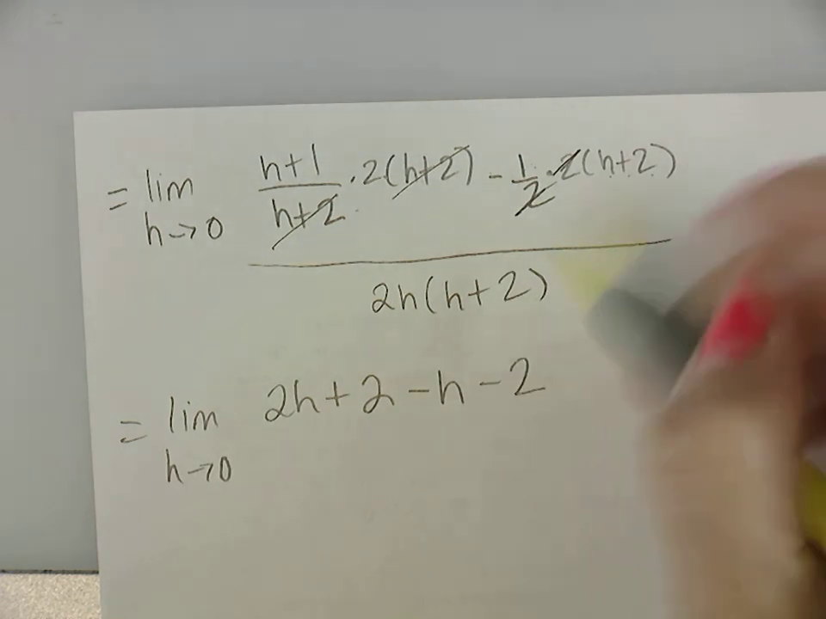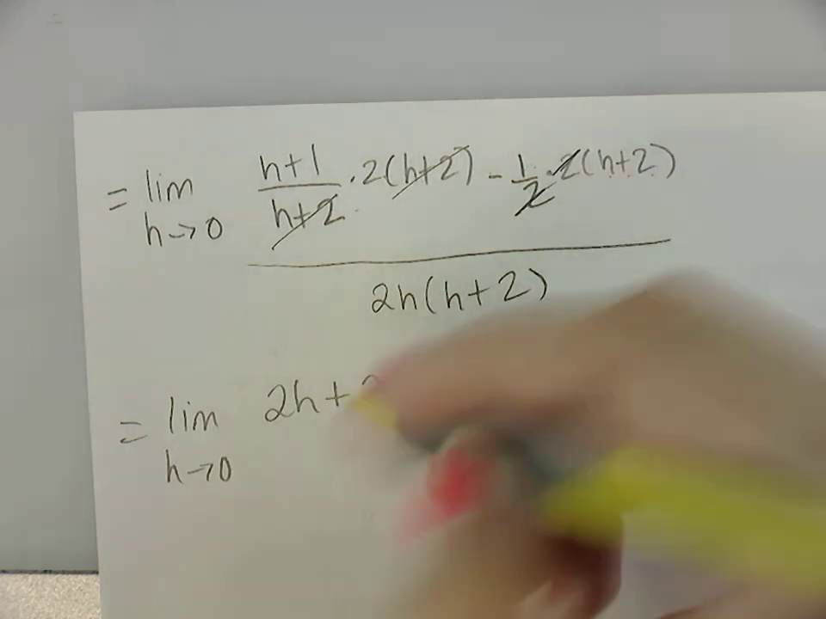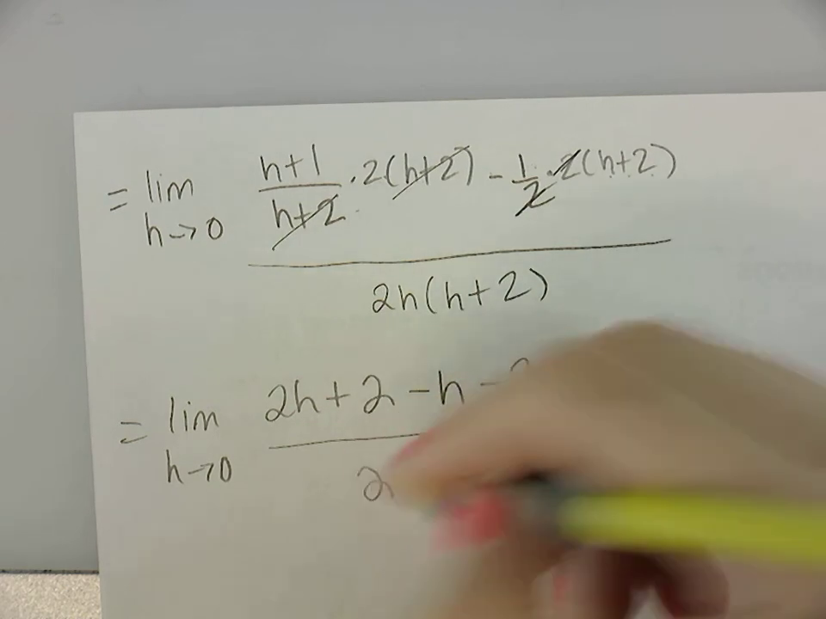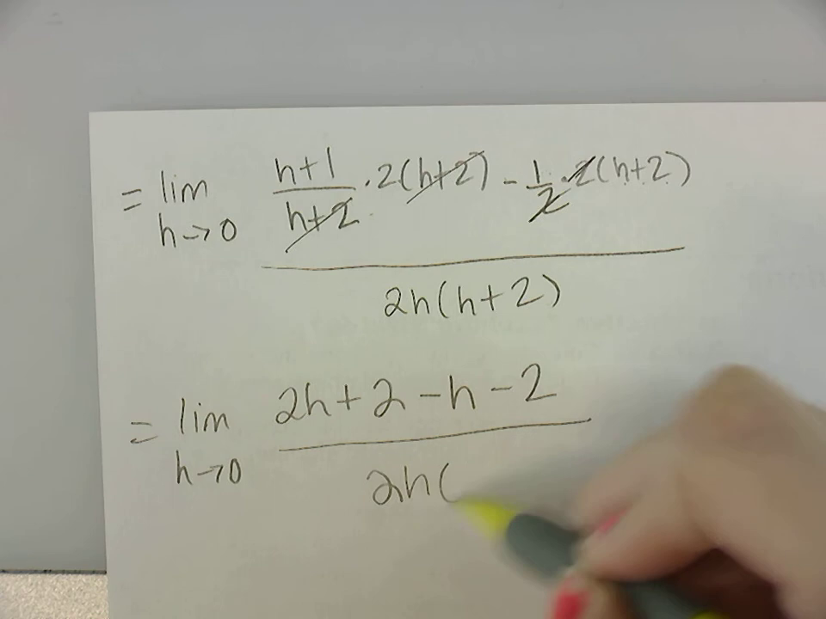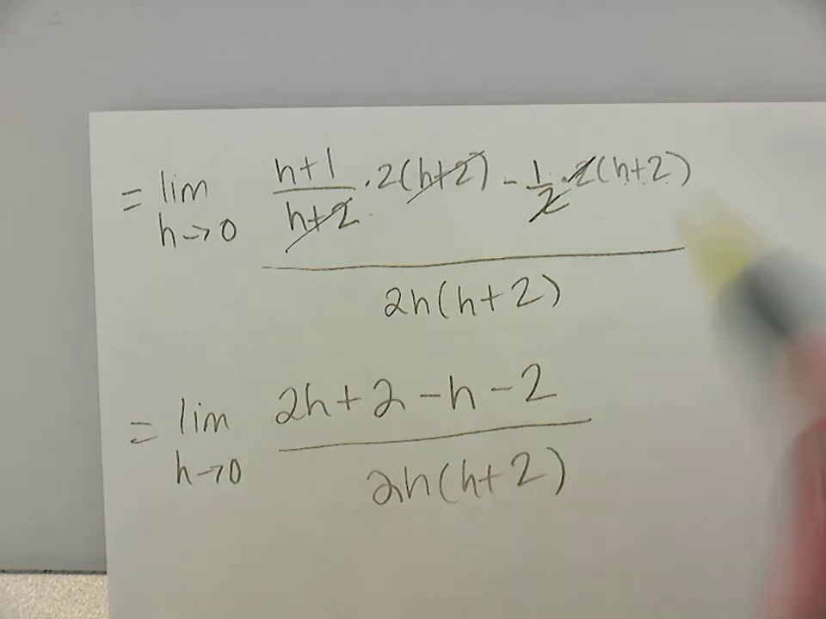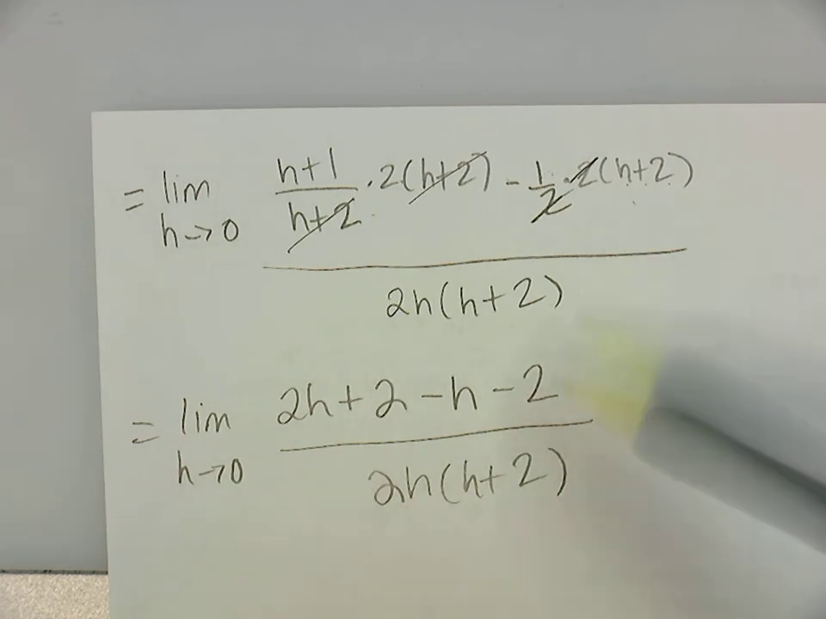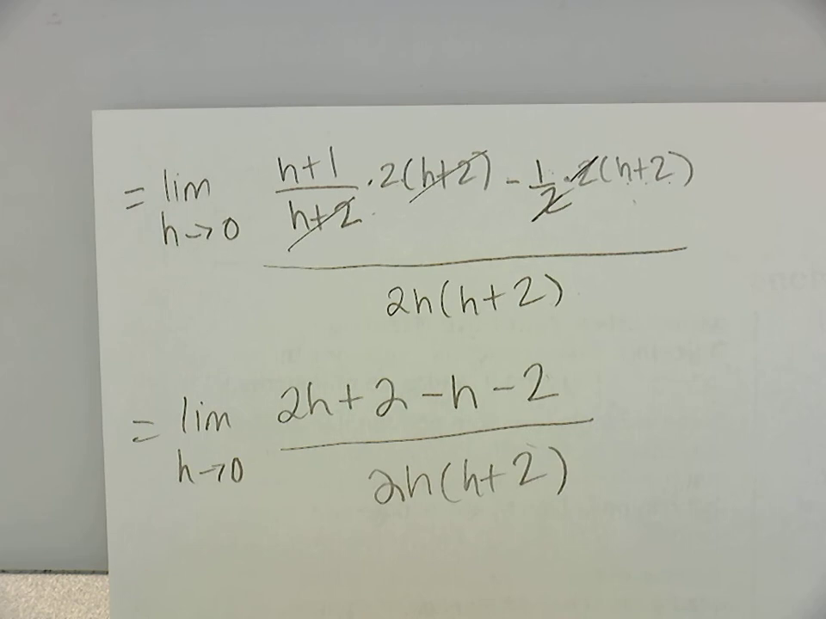So this is another common thing people forget. They forget to distribute when you have a negative, or even sometimes just when you have two terms. Okay, so if you want to write it out this way, you absolutely could do that.